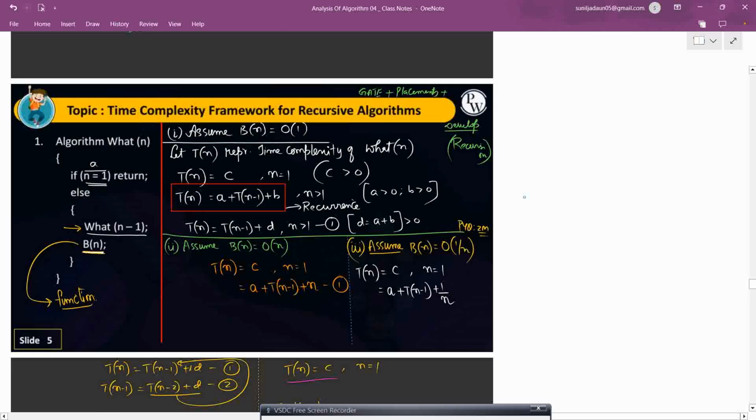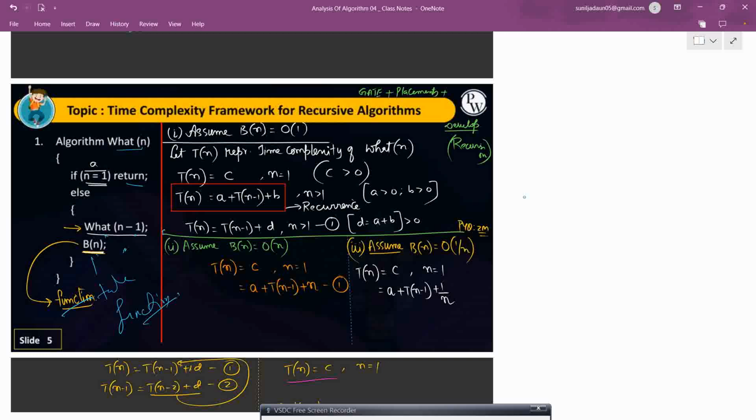So, the time complexity framework for recursive algorithms. Let's say this is an algorithm, A of n. If n is equal to 1, then return. Else, call A of n minus 1, and B of n. So this is a function, a tail recursive function. Assume B of n is order of 1.